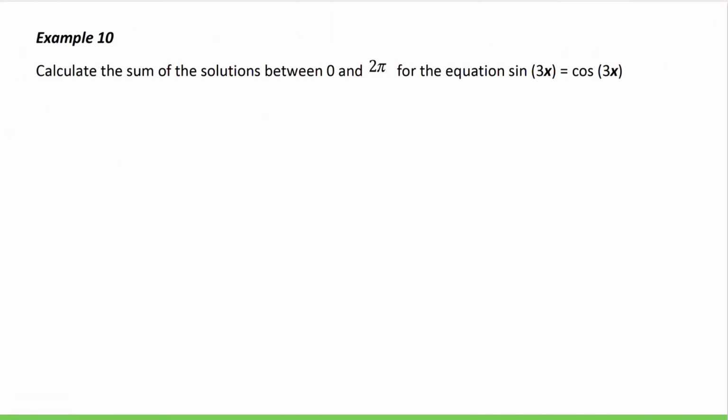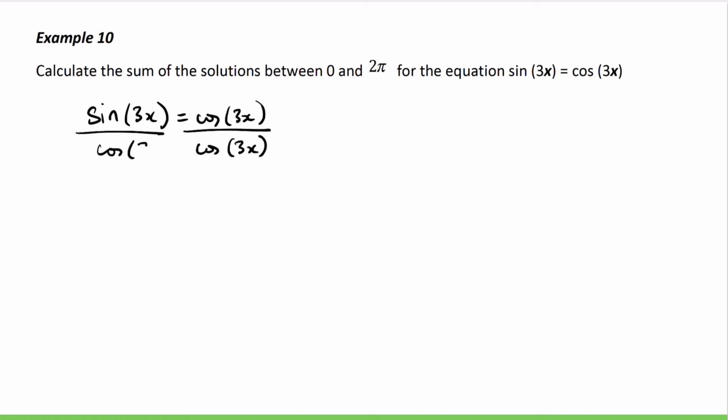Example 10. Calculate the sum of the solutions between 0 and 2 pi for this particular equation. Now, when we have sine equal to cos, there's actually a very interesting thing that you have to do here, and that would be simply to divide both sides by cos. Now, why on earth would we do that? Well, sine divided by cos actually gives me a different trigonometric ratio, which is tan. So if I go ahead and do this, sine divided by cos is tan, and cos divided by cos is 1. So now you can see I've actually come up with a new equation.